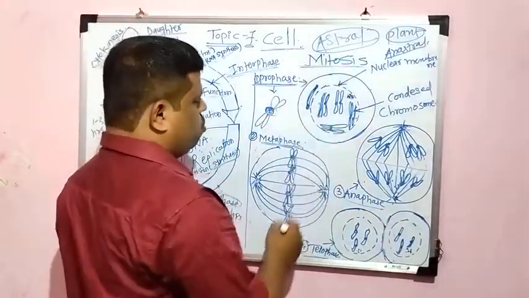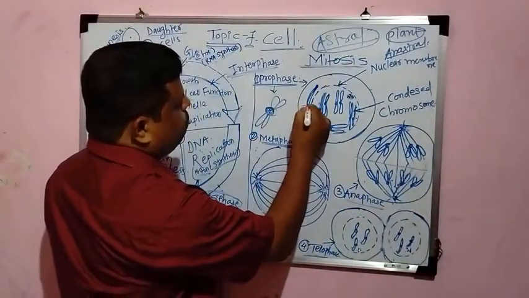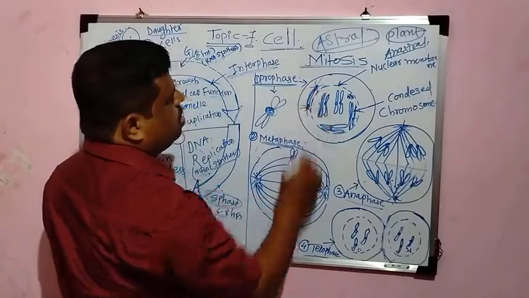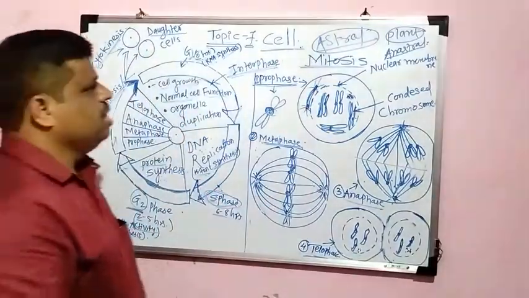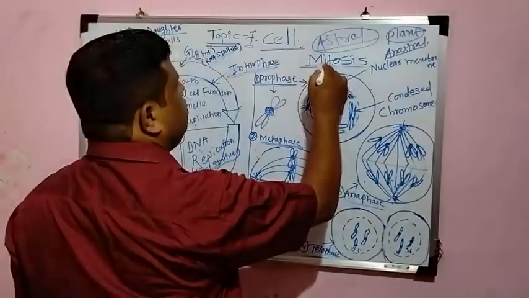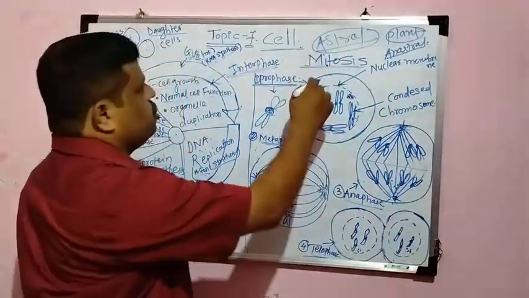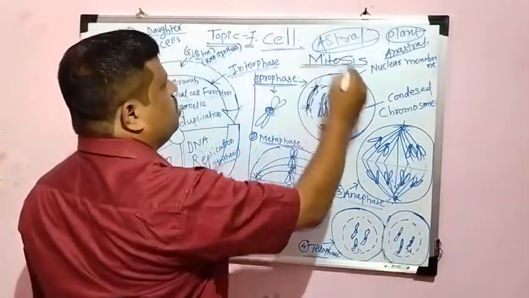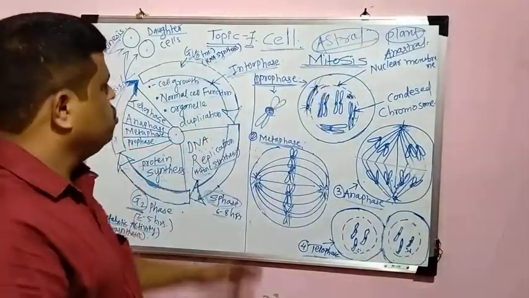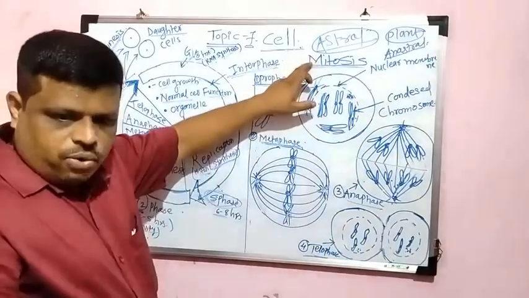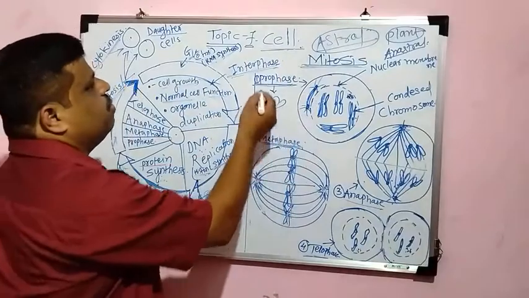What is an aster? You can see, this is called an aster. A fork-like structure that develops in the animal cell is called an aster. That's why this type of mitotic cell division is called astral mitotic cell division. This mitotic cell division, or mitosis, is further divided into two parts: karyokinesis and cytokinesis.